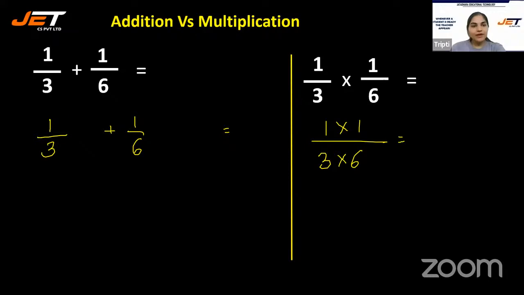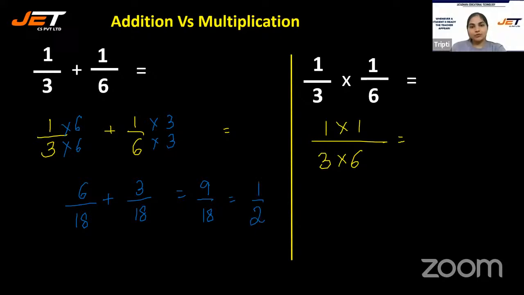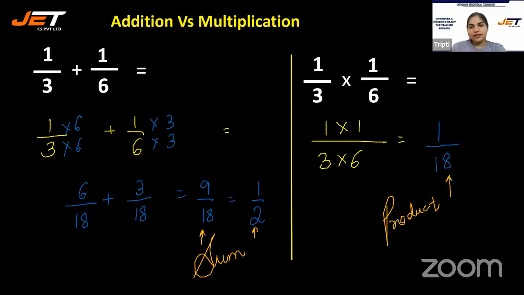So multiplying the first fraction with the denominator of the second fraction, multiplying the second fraction with the denominator of the first fraction. 1 times 6 is 6, 3 times 6 is 18, plus 1 times 3 is 3, 6 times 3 is 18. That is 9 by 18. And when I'll simplify it, it will be 1 by 2. Here, 1 times 1 is 1, 6 times 3 is 18. So we can say that the sum of these fractions is 9 by 18 or 1 by 2. And the product of these fractions is 1 by 18.